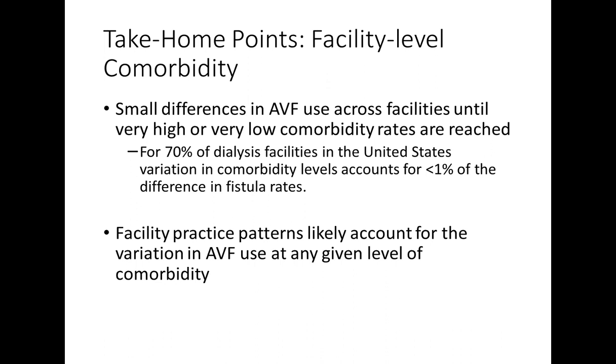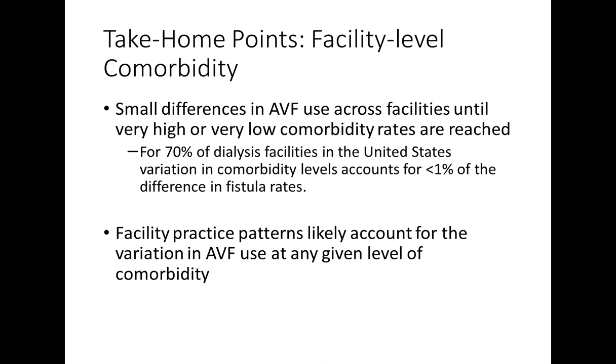So there are some small differences in average fistula use across facilities for the comorbidity groupings until we get to the very high or very low comorbidity rates. And here's, I think, a striking statistic: for 70% of dialysis facilities in the U.S., variation in the comorbidity level accounts for less than 1% in the differences in their fistula rates. So, to me at least, facility practice patterns likely account for some of the variation in fistula use at any given level of comorbidity. Now, there's obviously other factors too, such as the surgeon, which will impact vascular access outcomes. And I'm going to talk about that in just a couple minutes.